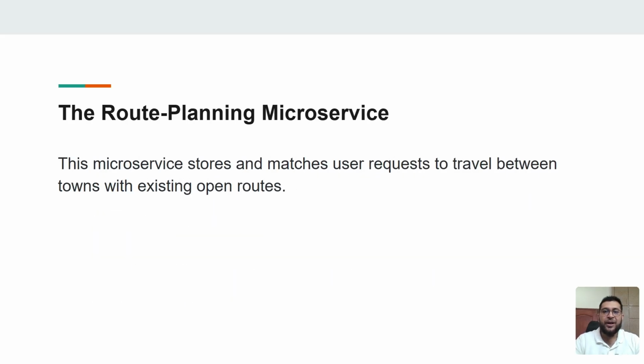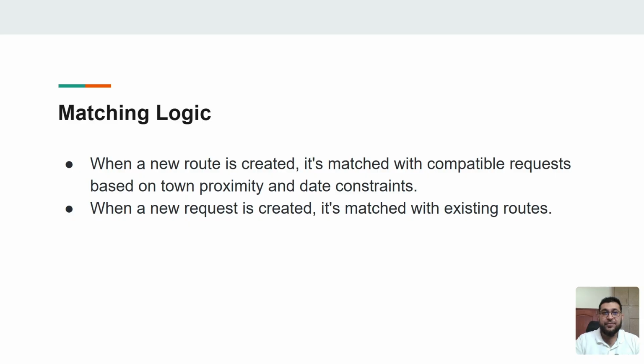So the route planning microservice will store and match user requests to travel between two towns. And the matching logic: when a route is created, it matches compatible requests based on town proximity. And when a new request is created, it's matched with existing routes when someone tries to reach another town or their destination. They will create a request, and the route will be created by the driver. So the request and route will be matched. When it's matched, it will show the result to the user.